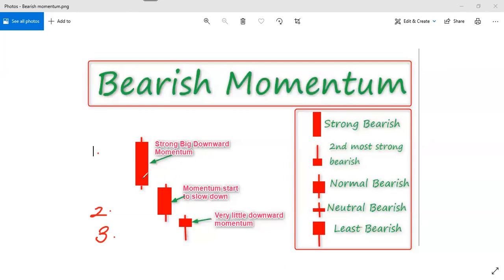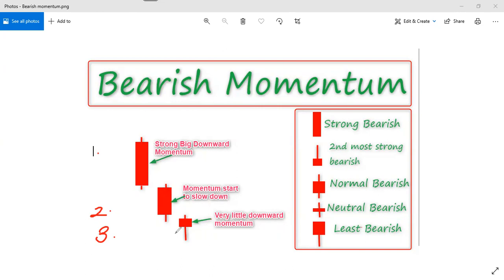Suppose the same candle's size has been reduced, then we can say that from this candle to the next candle, the momentum has slowed down. You can say the start of the momentum has gotten lower. And when we see the third candle, it will definitely show us a very little downwards momentum.